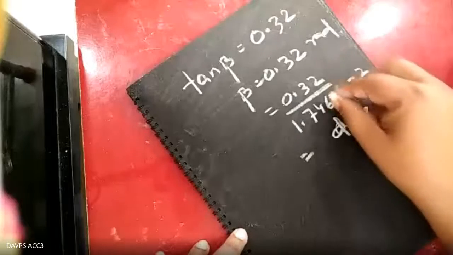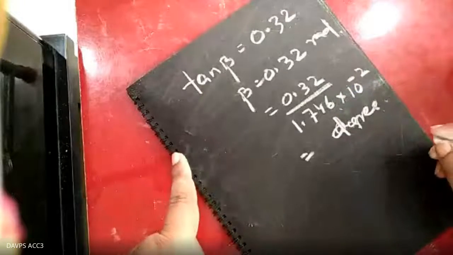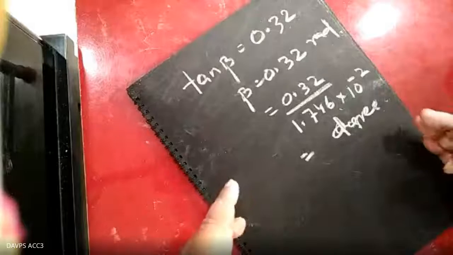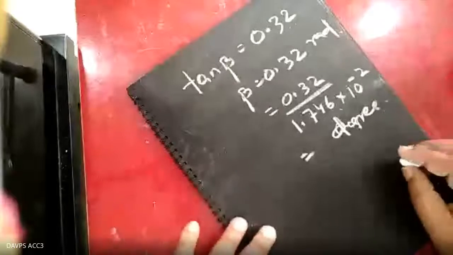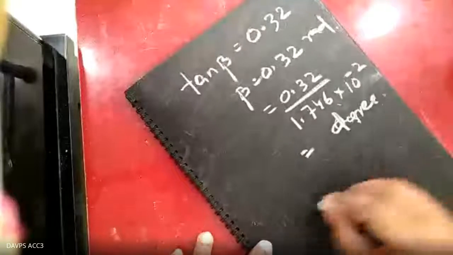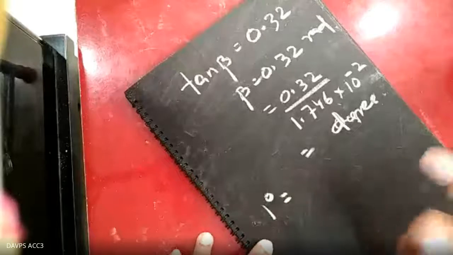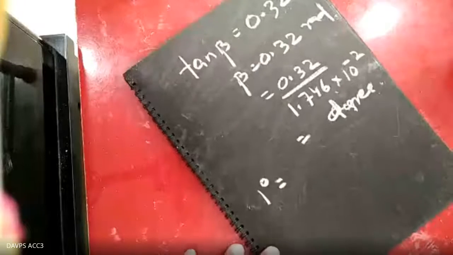So we will divide, and it will be converted into degree. All of you are clear? 1 degree equals 1.746 into 10 to the power minus 2 radian. I have already given details about that in a previous video.